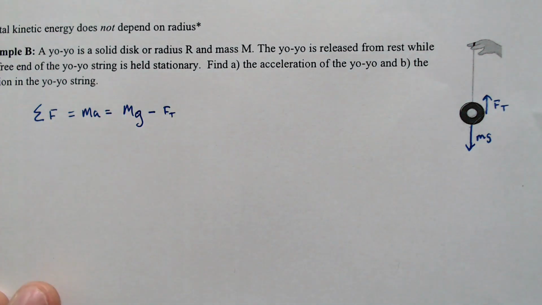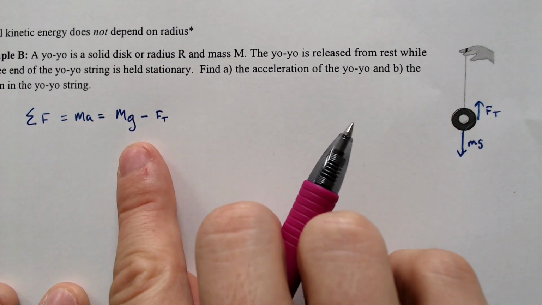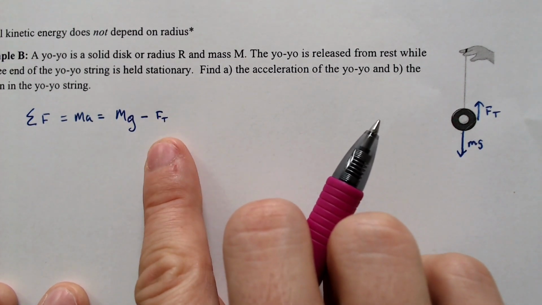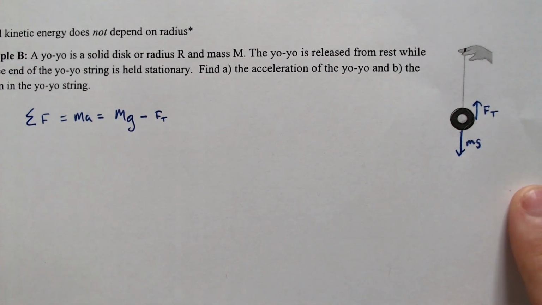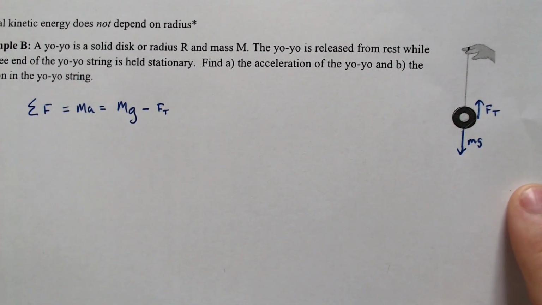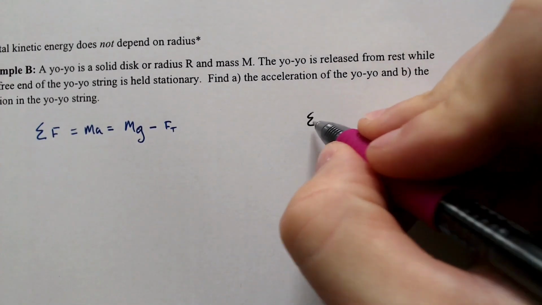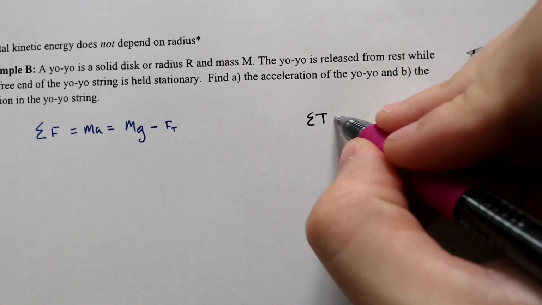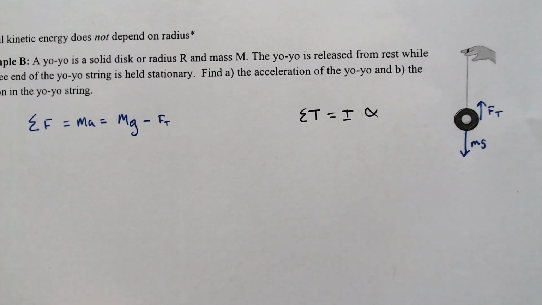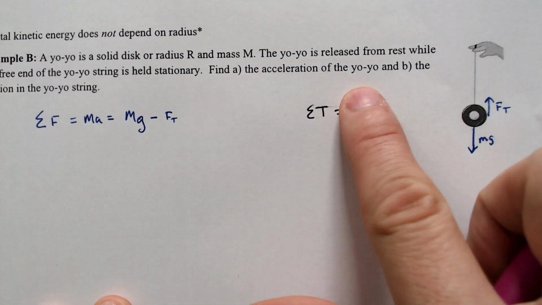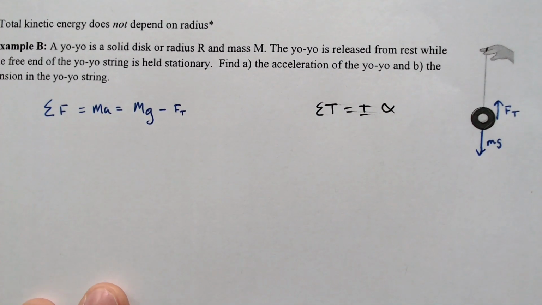Okay? So with that in mind, we know what mg is, that part's simple, but we need to figure out what this force of tension is. And that force of tension is dictated by rotational energy. All right? So that rotational energy is in the form of torque, and the sum of all torque would equal its moment of inertia times its angular acceleration. And we are essentially asked to find the acceleration of this yo-yo and the tension of the string. I'm hoping you've been reading the question.